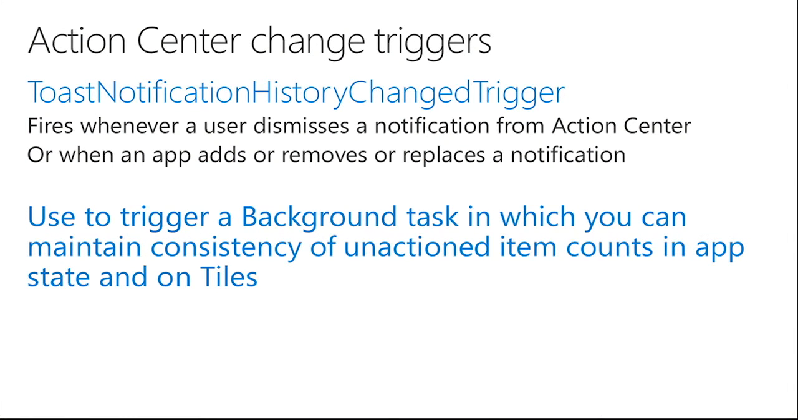So you were mentioning that when a user dismisses an item in Action Center, your app can be notified. Well, it's not so much an event, but also a background task trigger. So you can run some code in the background whenever a user does this, and it's called the Toast Notification History Change Trigger. Short and snappy, but tells what it is. Very descriptive, says what it is on the tin. That one fires whenever a user dismisses a notification from Action Center. So use this to trigger another background task in which you can maintain consistency of unactioned item counts in the app state and on tiles.